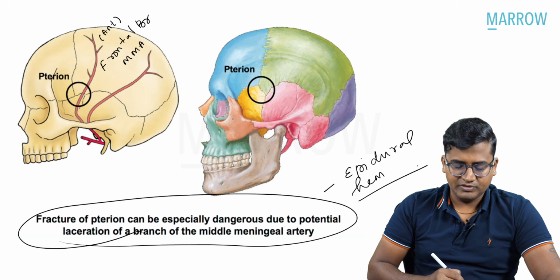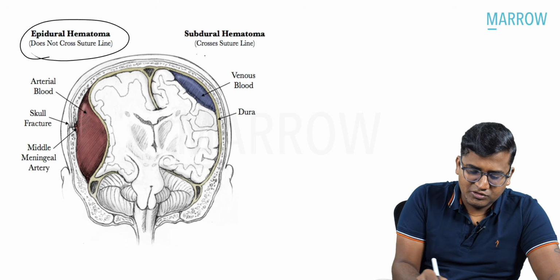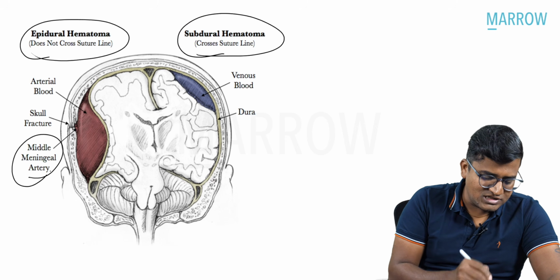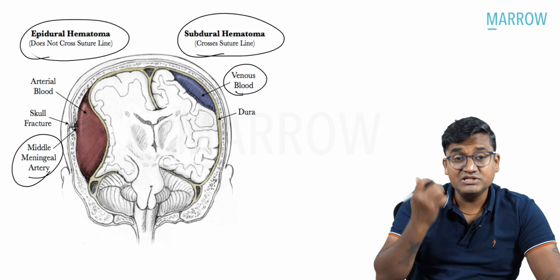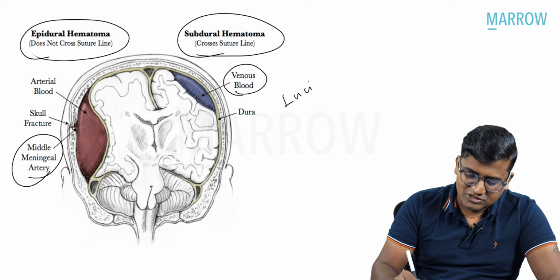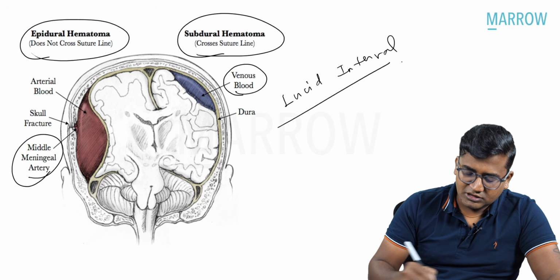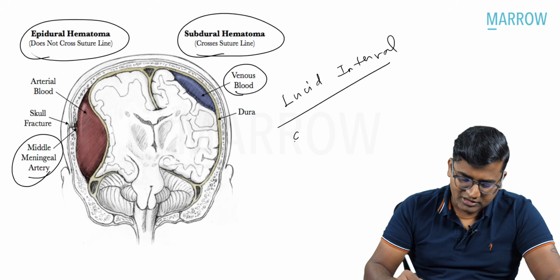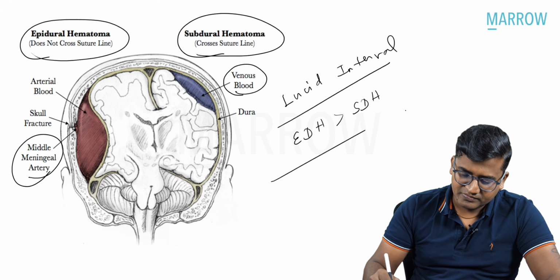Epidural hemorrhage and subdural hemorrhage. Epidural hemorrhage is due to the laceration of the middle meningeal artery, and subdural hemorrhage is due to the laceration of bridging veins. Now, in both these we see the lucid interval. The lucid interval is seen in both epidural and subdural hemorrhage. The best answer is epidural hemorrhage greater than subdural hemorrhage.